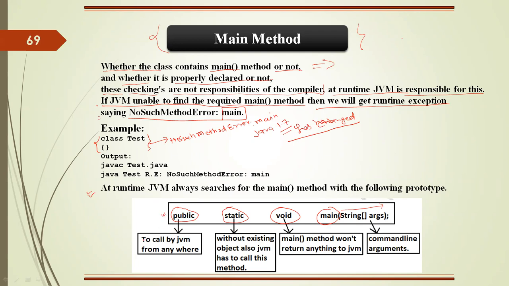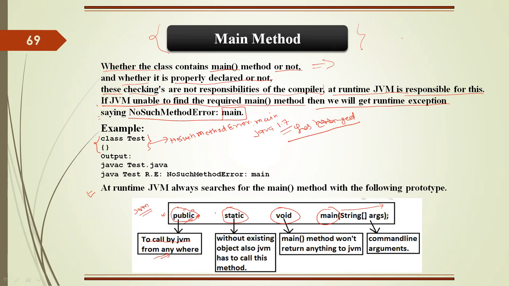So let's start with public. Why do Java people take the main method as public? This is the point: to be called by the JVM from anywhere. That's why Java people take the main method as public. They want to call the main method from anywhere. The Java Virtual Machine wants to call the main method from anywhere, right?